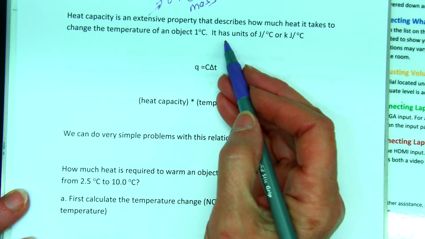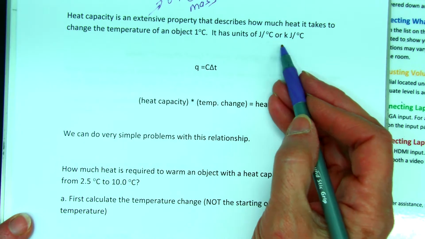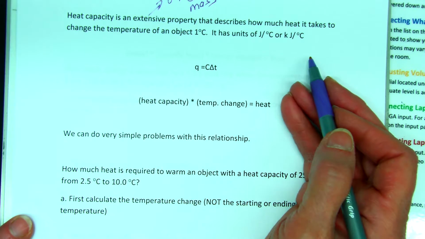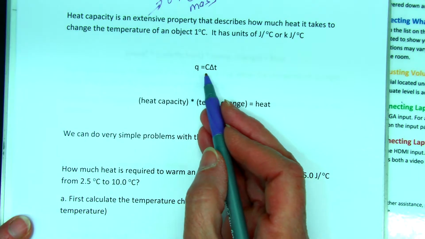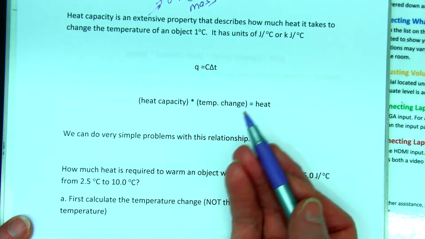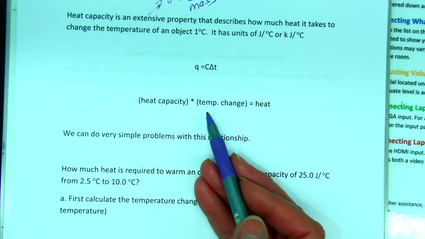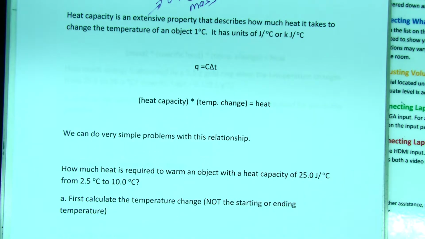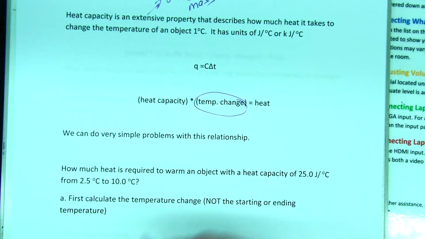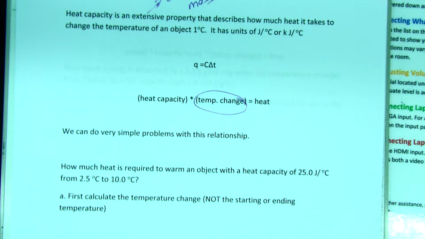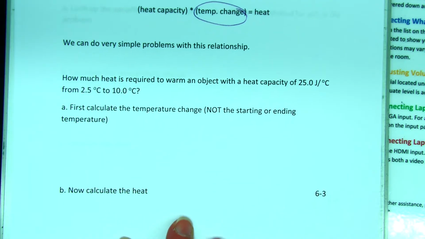And it has units of joules per degree C or kilojoules per degree C. And in the textbook, it says Q, the heat, is equal to C, the heat capacity, times delta T. I tend to just write it out in words. Heat capacity times the temperature change is heat. Now, the thing to notice, this is temperature change. It's not final temperature. It's not initial temperature. It's the change. So the first thing you're going to do in a lot of these problems is to find the temperature change. So we can do some really simple algebraic problems with this.